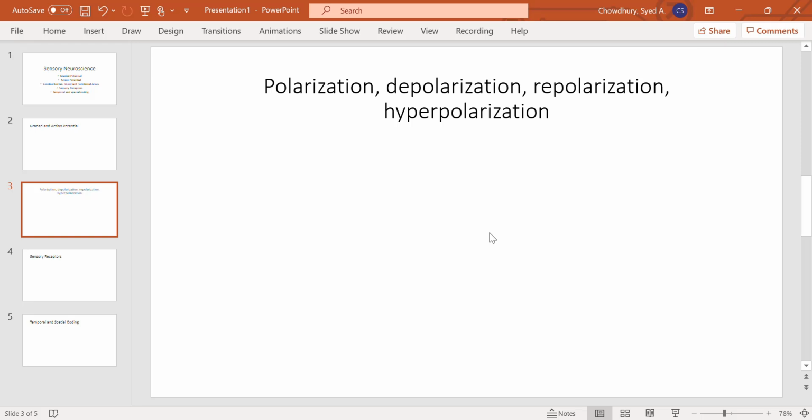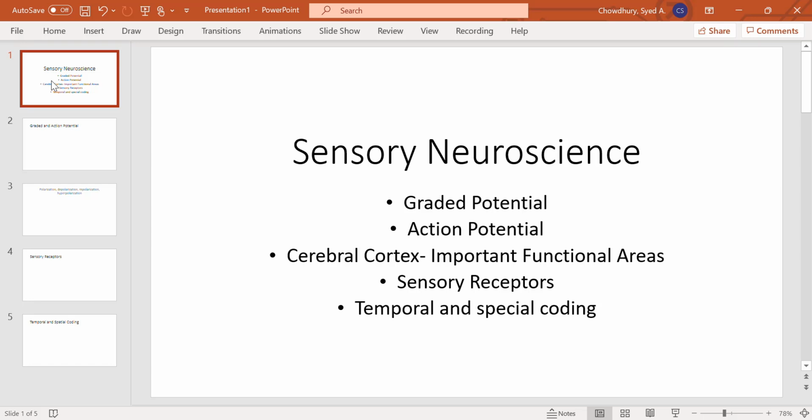Today I'll talk about the graded potential and action potential, the differences between these two types of potential that take place in the living membrane. Then I'll talk about the functional areas in the cerebral cortex. And then I'll talk about the sensory receptors and temporal and spatial coding.